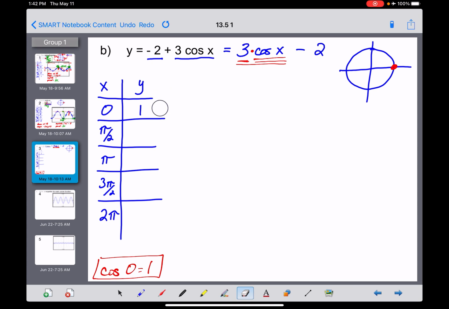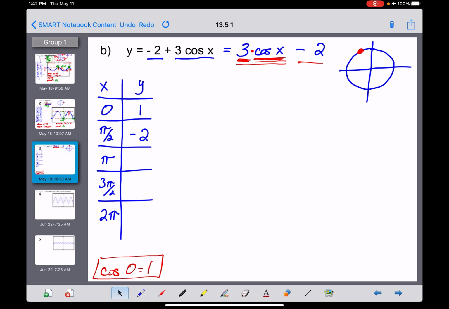Okay, from there, let me clean this up just a little bit. Let's move on now to pi over 2, which is going to be our next value for theta, or in this case, x, our next angle, pi over 2. Now, once more, here we go. Cosine there is your x-coordinate, which is 0. 0 times 3 is 0, and minus 2, we're going to end up with -2 for that y value.